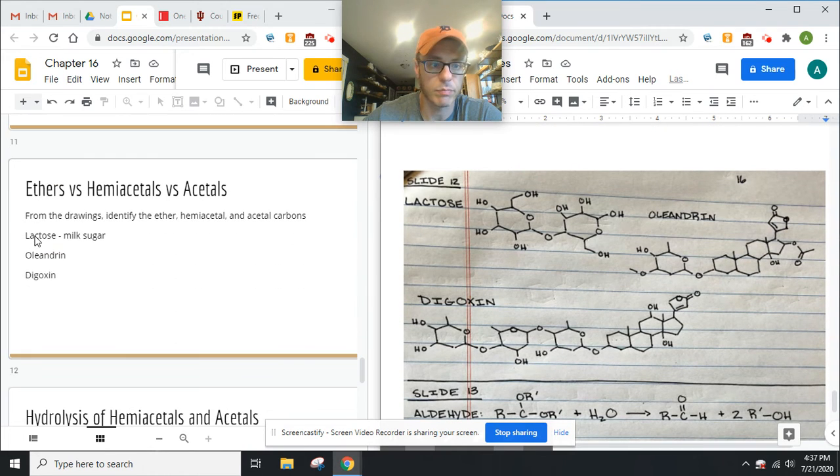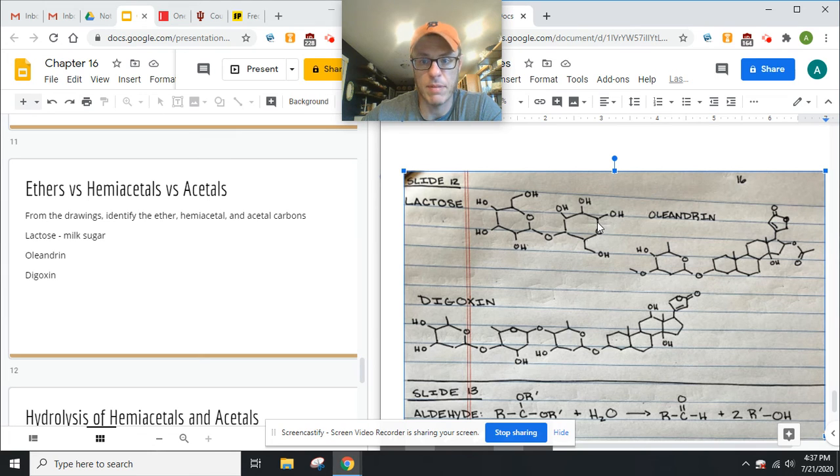All right. So here we could start identifying hemiacetals and acetals. All right. So for lactose, side note about lactose, it's a sugar, it's a polysaccharide, and people that are lactose intolerant, their body doesn't produce the enzyme needed to break this down. So here, right there, that is an acetal carbon. We got our O to a carbon, our O to a carbon, and there we go. This is an acetal group right there. Okay, and that's the only one that we have here.